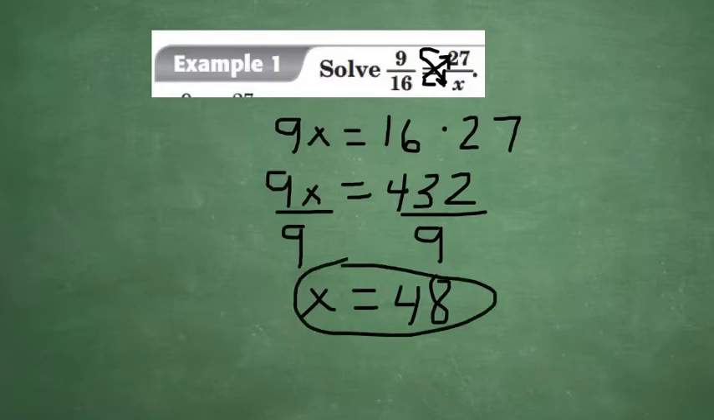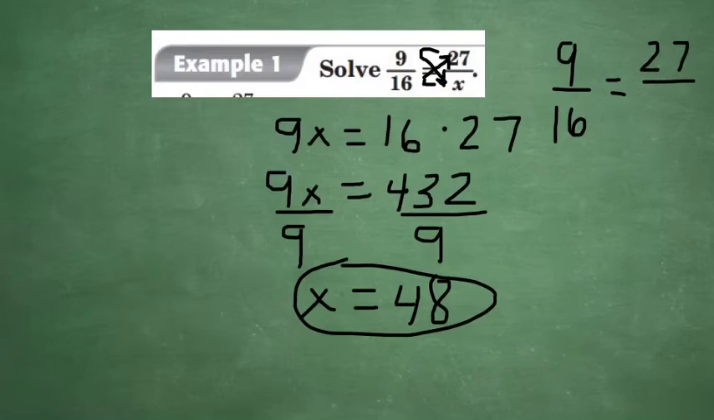Okay. Now really what that means is that the fractions 9 over 16 and 27 over 48 are the same. That's really what the cross product property shows. Those two fractions, those two ratios are equal.